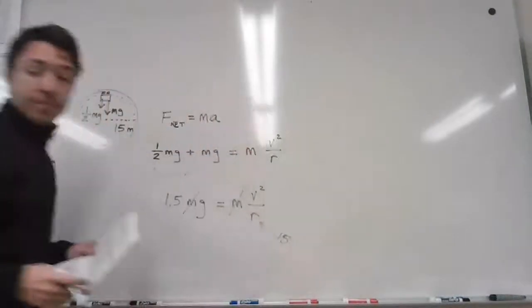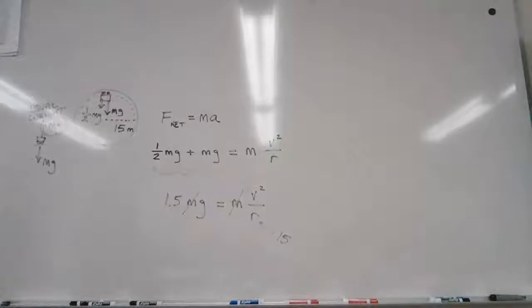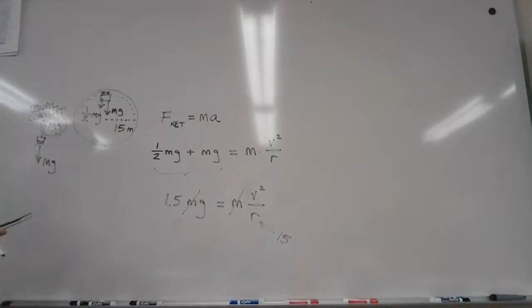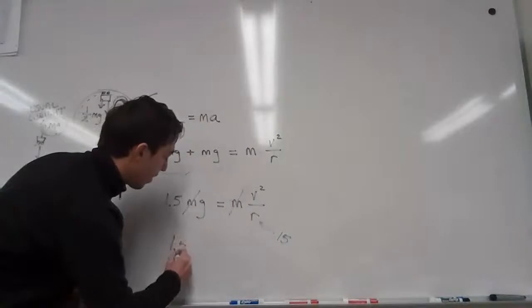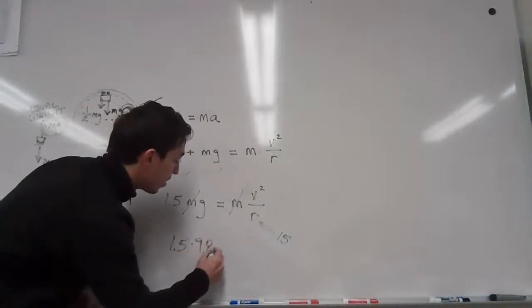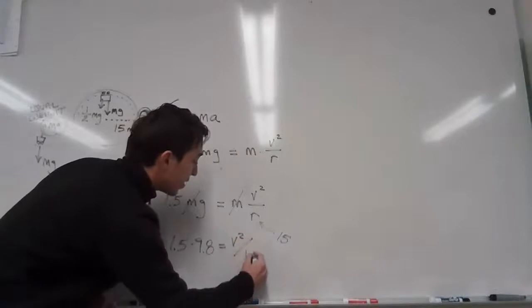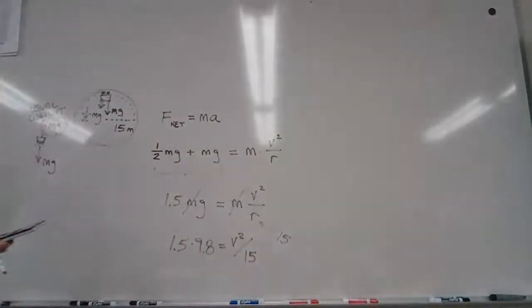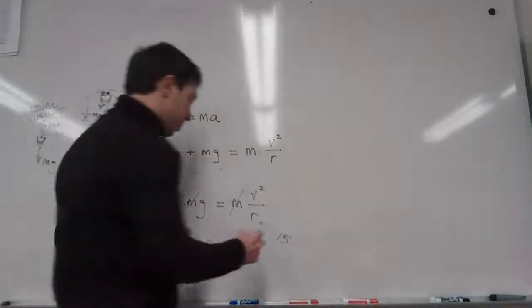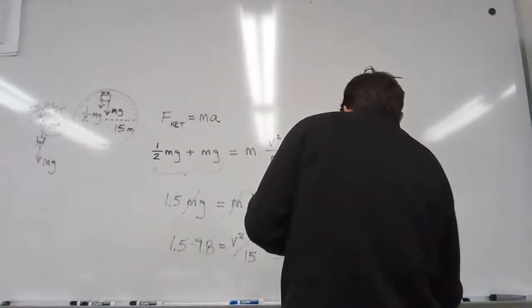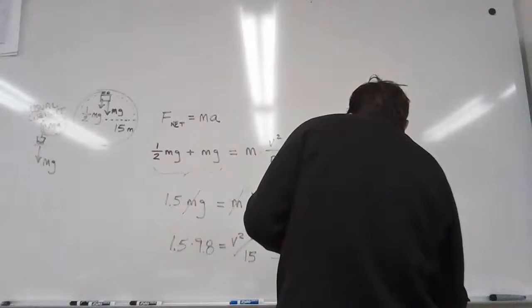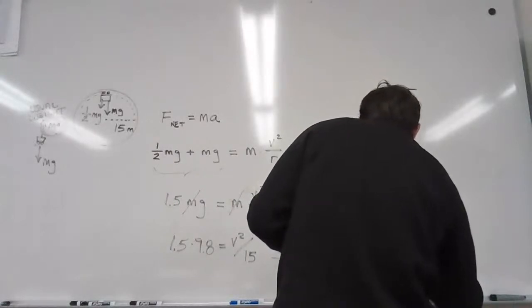And then we take a calculator. 1.5 times g, right here. Maybe I'll write one more step. You have 1.5 times 9.8 equals v squared over 15. So multiply both sides by 15, and then take the square root. If you do your calculation correctly, you should get a velocity of roughly 14.8 meters per second.